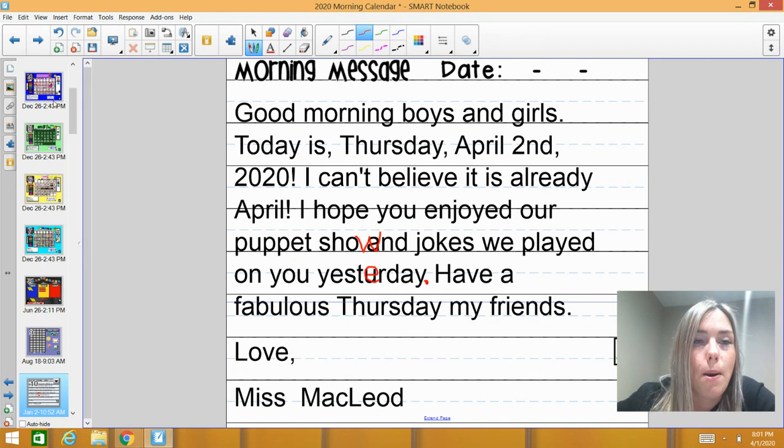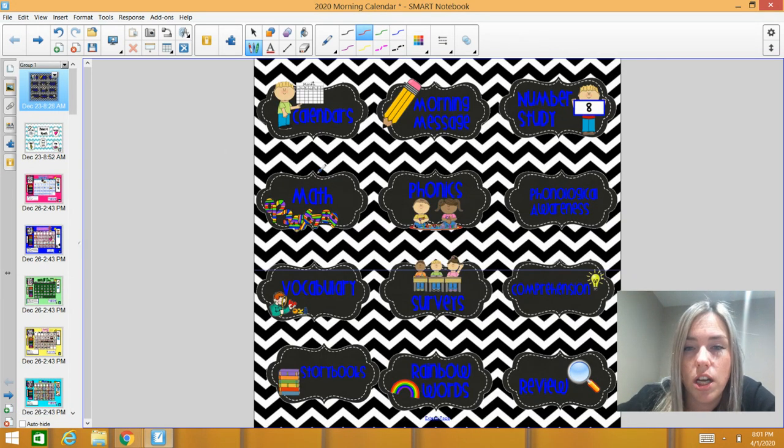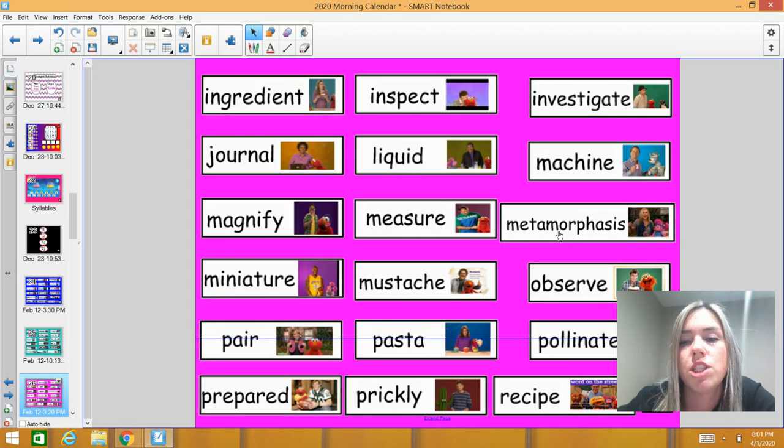Okay, that is all for today. Let's go and check out our vocabulary word. Remember, it is always linked below this message. It doesn't really work very well on here. Let's check out our word. Ooh, a big one today.